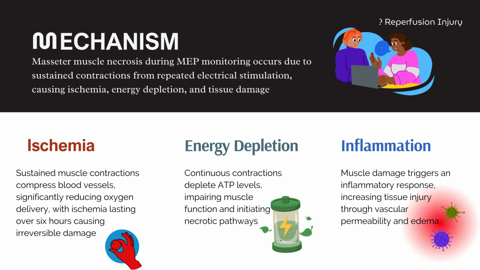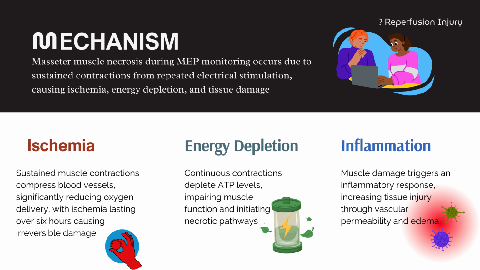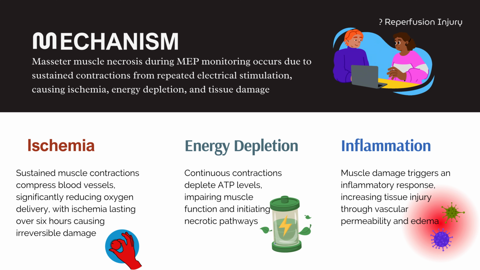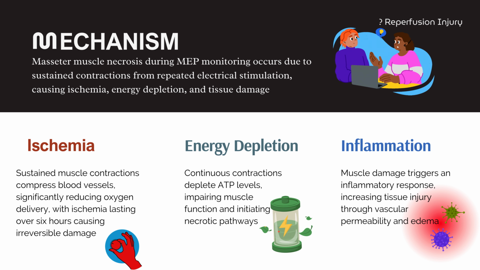It's a combination of prolonged stimulation and ischemic injury. Here are the key players. First, ischemia. When the masseter muscle contracts for too long, it compresses its blood vessels. This limits oxygen delivery, and studies show that if ischemia lasts over 6 hours, irreversible muscle damage can occur.